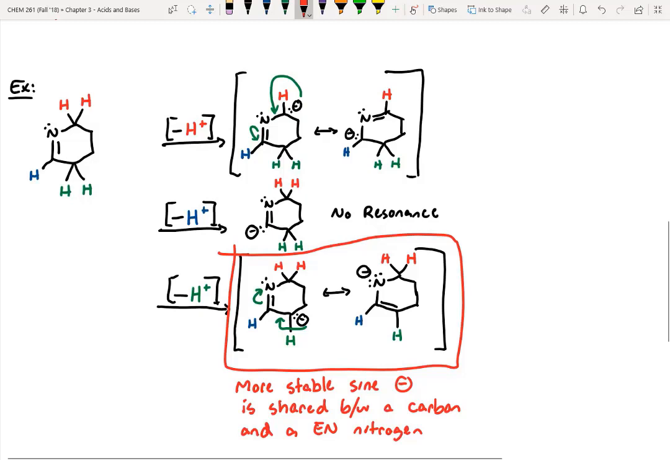All right, let's do a more challenging one. Yep. So what if you have a point where one has like 3 resonance forms, but a different one has 2 resonance, but it's on like oxygen has a negative, so like 3 carbons having a negative, or 2 oxygen having a negative.